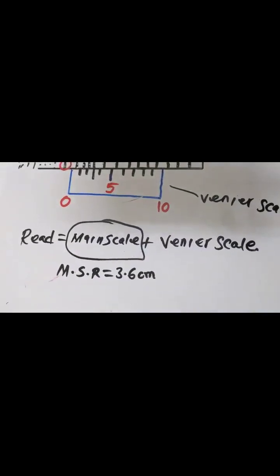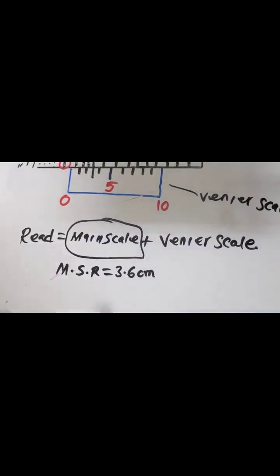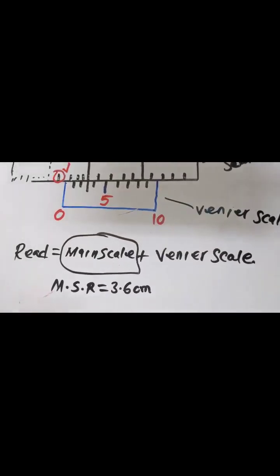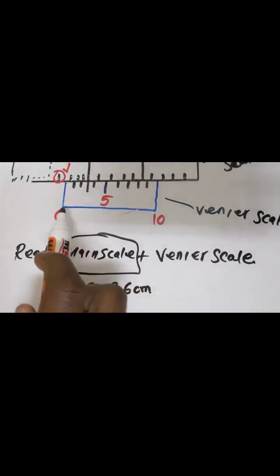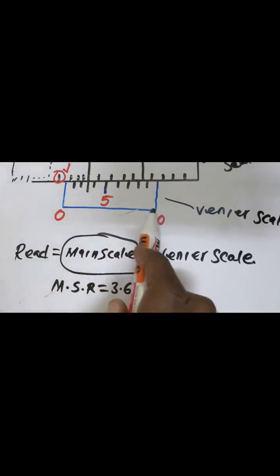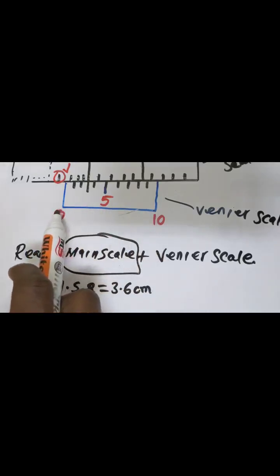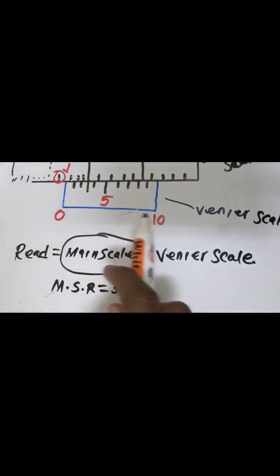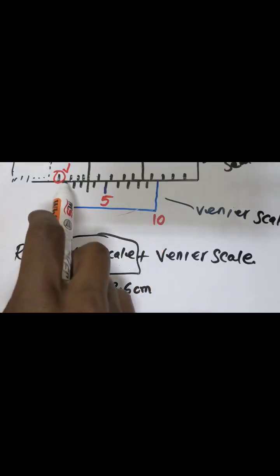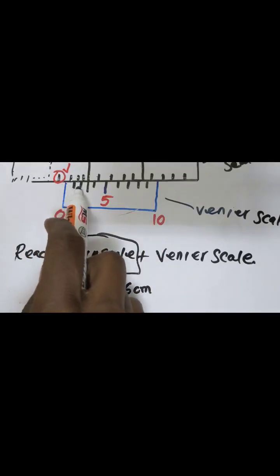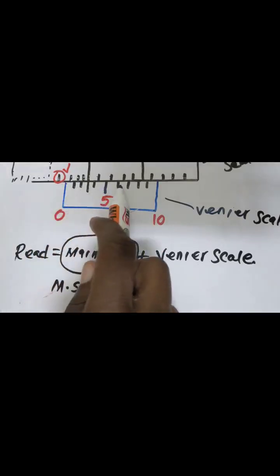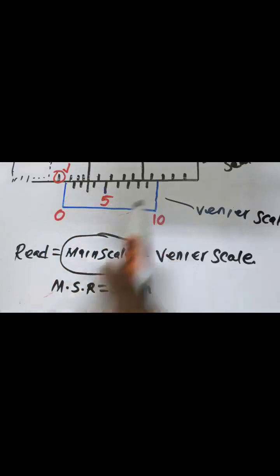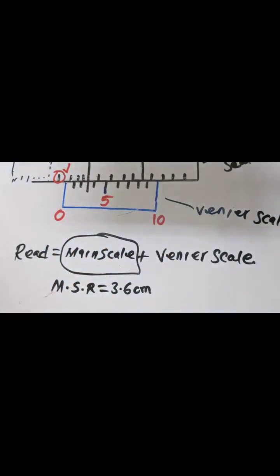Now, how about the Vernier scale? How do you find the Vernier scale? So the way we find the Vernier scale, this is the Vernier scale, okay? And it is starting from 0 to what? To 10. So this is 0, 1, 2, 3, 4, 5, 6, 7, 8, 9, 10, like that. That is how it is going.